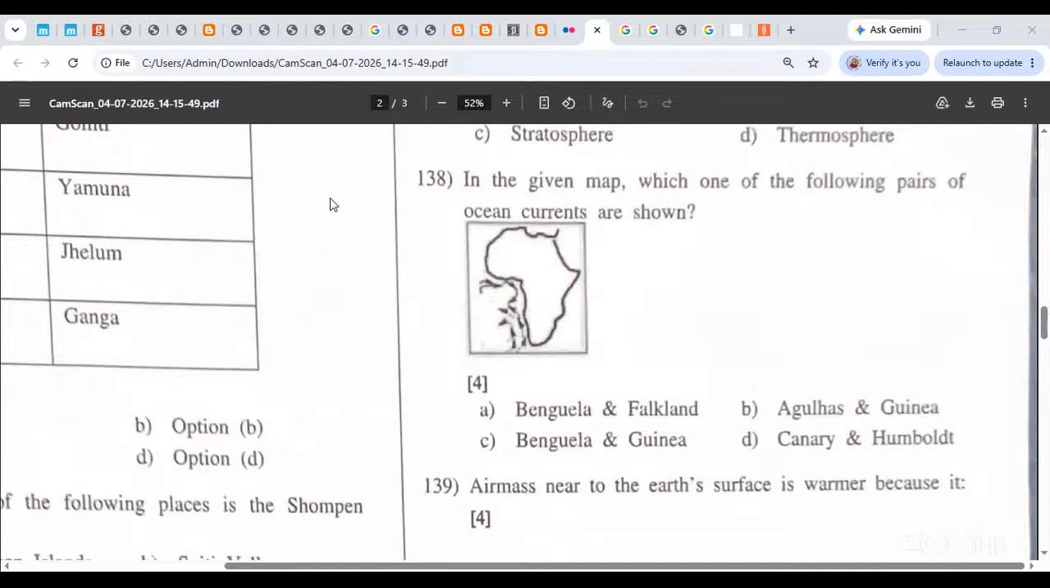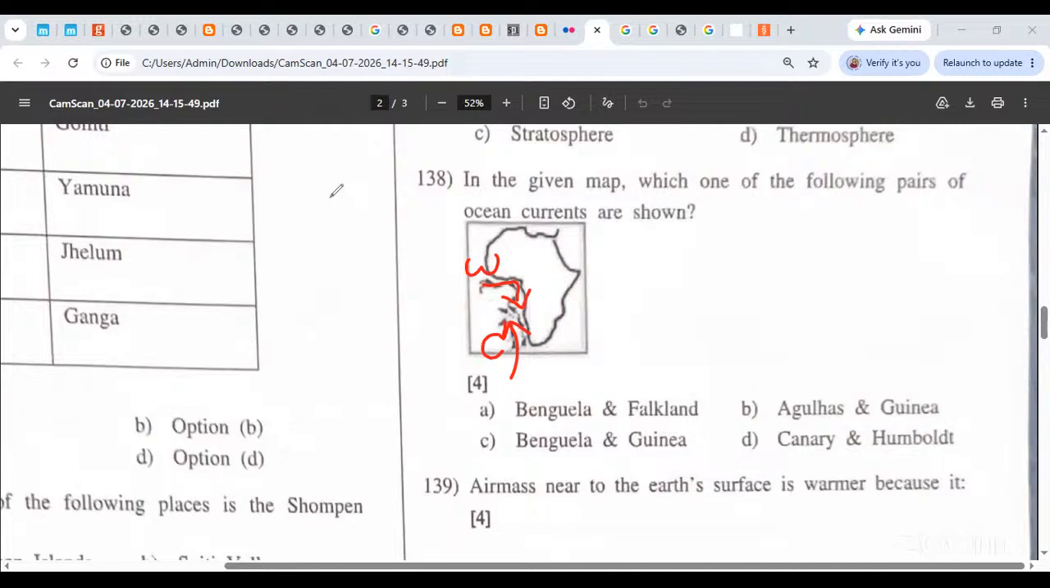Obviously, we are looking at Africa. This particular continent that you're looking at is Africa. The one that is moving upwards is going to be a cold current. The one moving downwards is going to be a warm current. So you're looking at a combination of a warm and a cold current on the west coast of Africa. On the west coast of Africa, the colder current is obviously going to be Benguela.